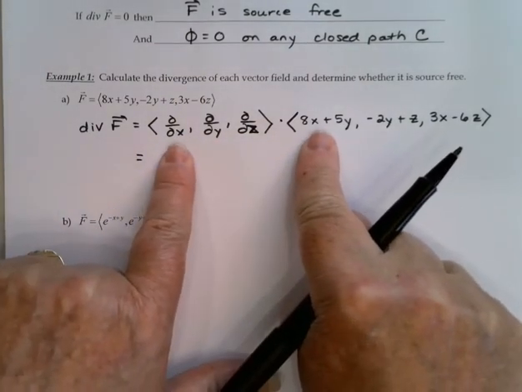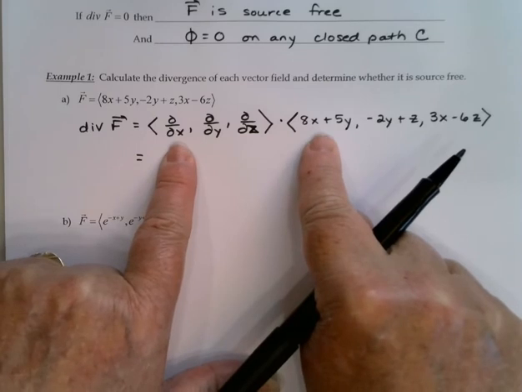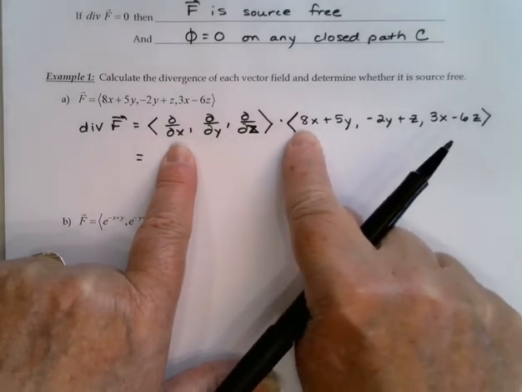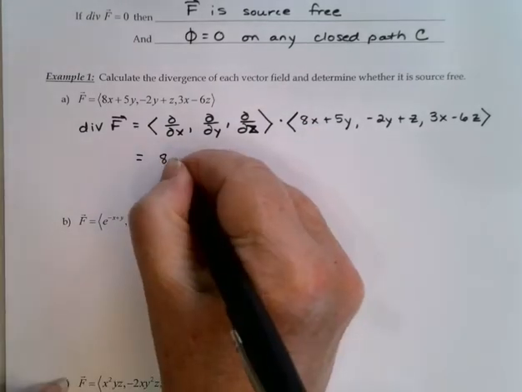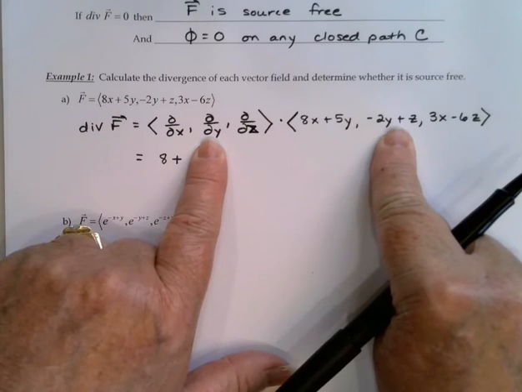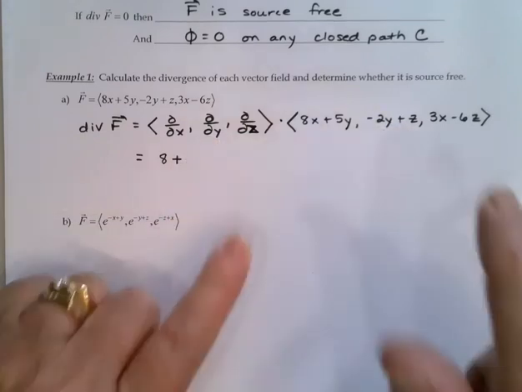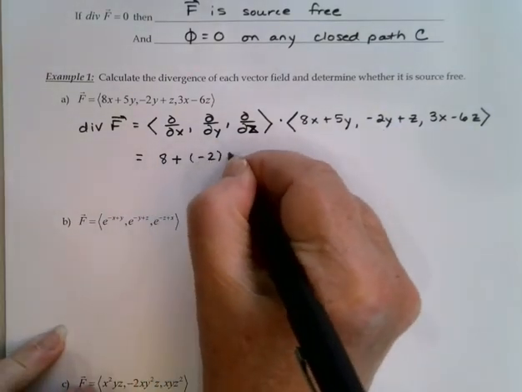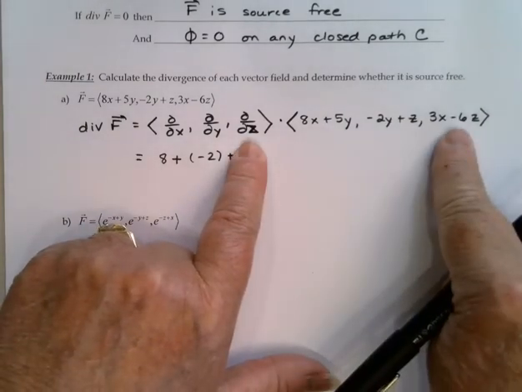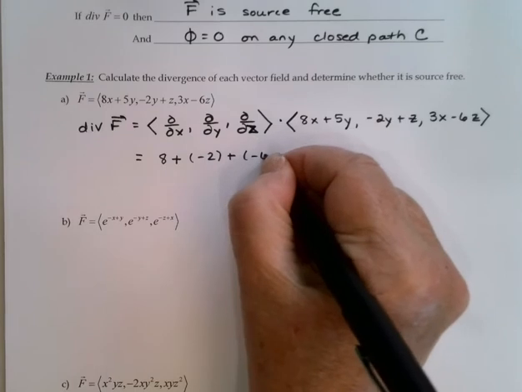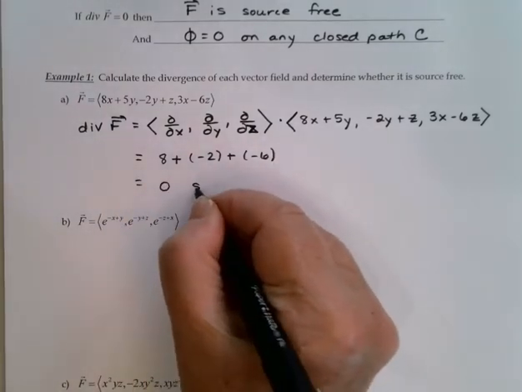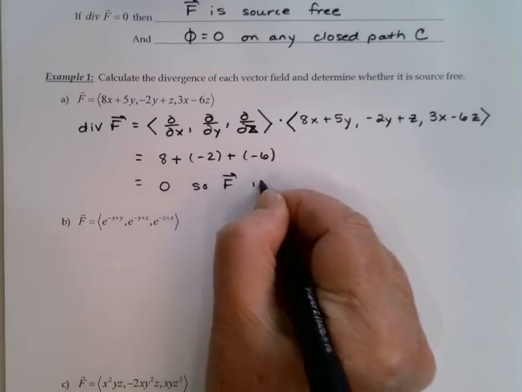And so in the first component, I take the derivative of the first component with respect to x, and that's just going to give me 8. Plus the second component gets the derivative with respect to y, giving me -2. And the third component, the derivative with respect to z, -6. Adding those all together, I do get 0. So in this case, f is source-free.